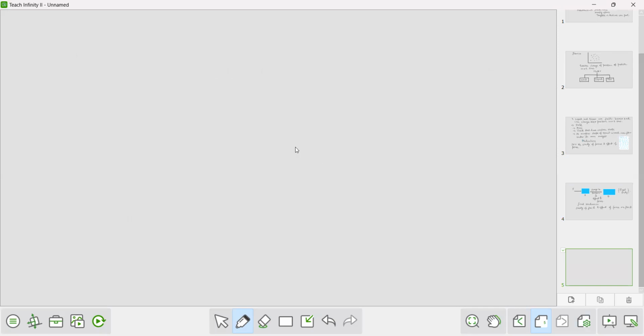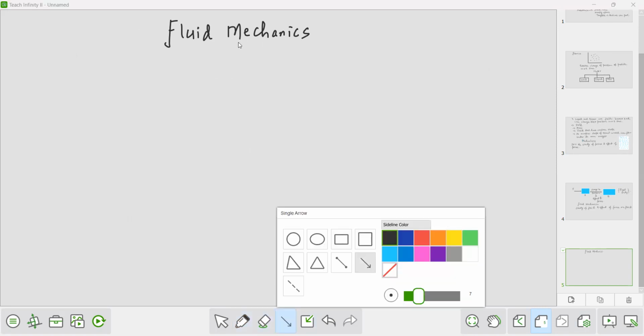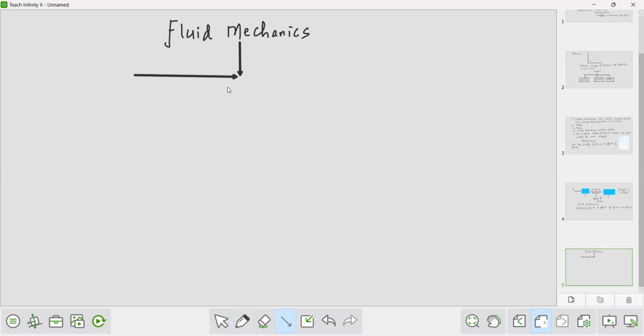Okay. Fluid mechanics is broadly divided into two types. One is fluid at rest, and another is fluid in motion.